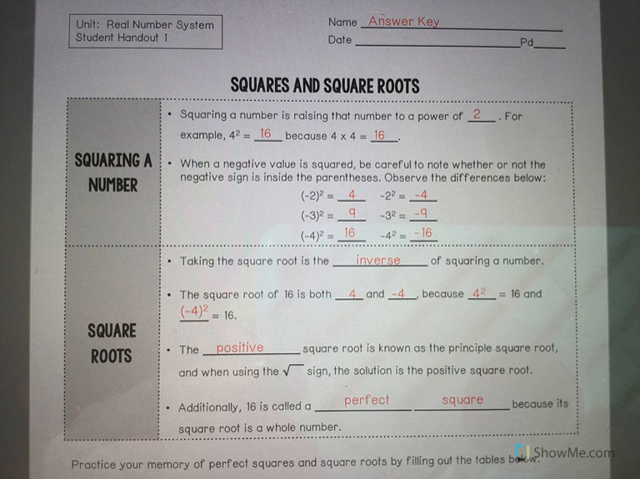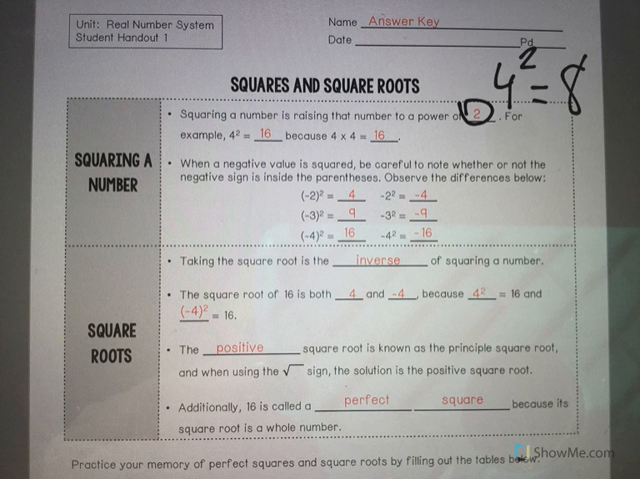Okay, so when we square a number, we say that it's raised to the power of 2, and I don't know if you've heard that before, but for example, 4 squared, or 4 to the power of 2, is 16, because 4 times 4 is 16. So many people do this, though, and they think it's 8. It's not. 4 to the power of 2 is 4 times 4, which is 16.